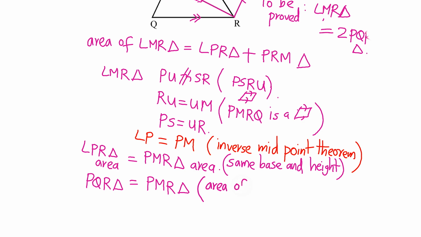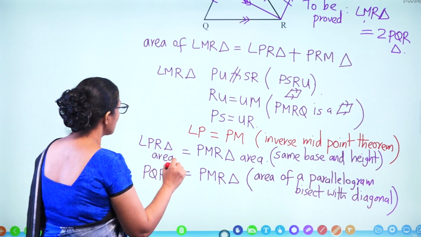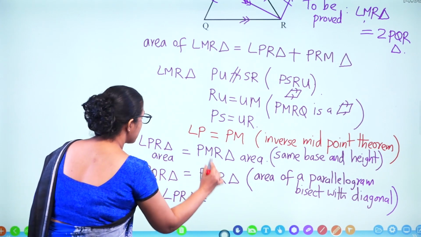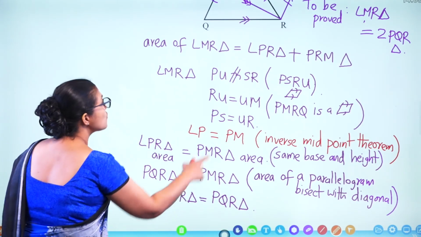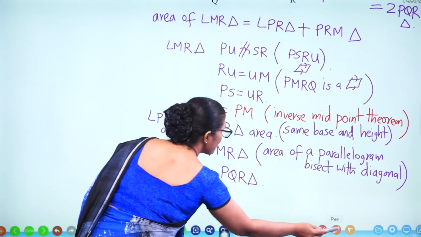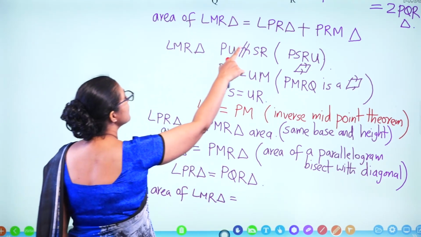Area of a parallelogram bisects with diagonal. That's the reason. So what can you say about this one? So LPR, from these two, LPR area is same as PQR area. Now we can connect this one here. So area of LMR is what? Area of LMR triangle is equal to LPR triangle.